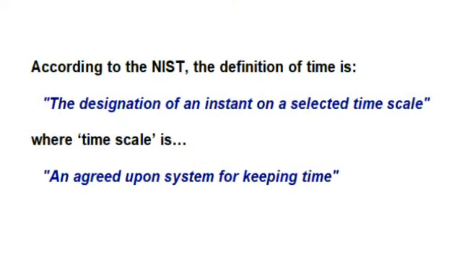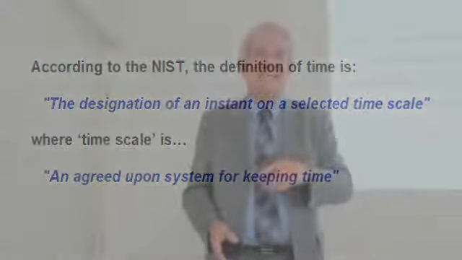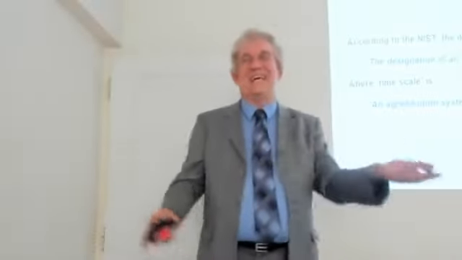Okay, time, what is time? Well, we don't have any idea what time is. According to the NIST, the definition of time is the designation of an instant on a selected time scale. What is a time scale? An agreed upon system for keeping time. So we made a full circle. That's how these things work, okay?